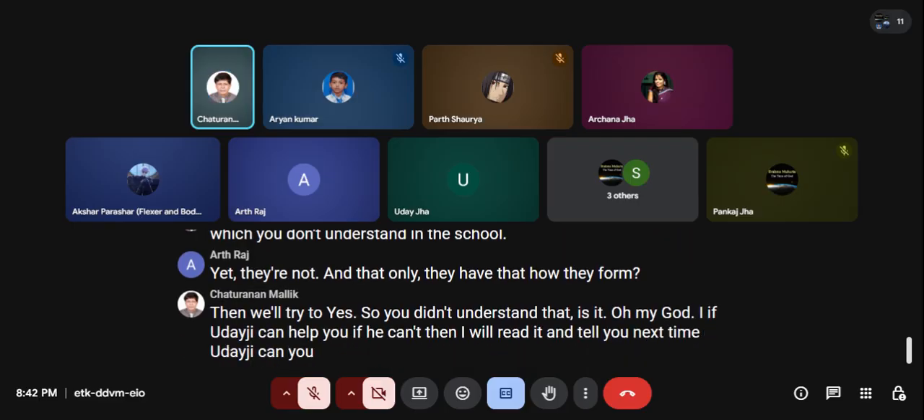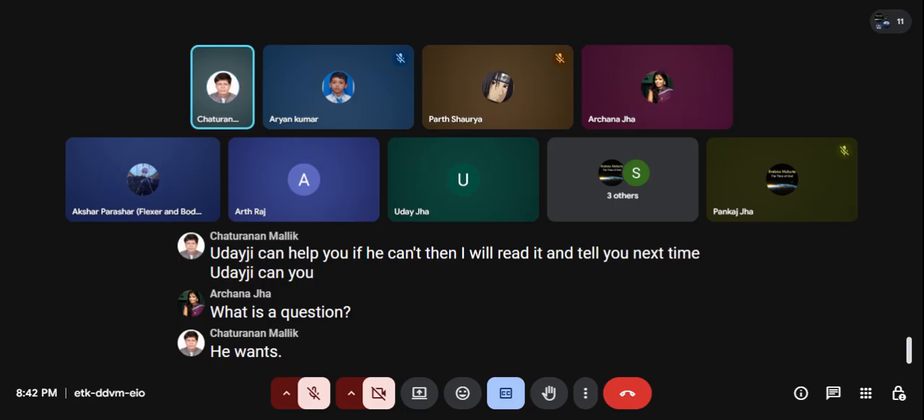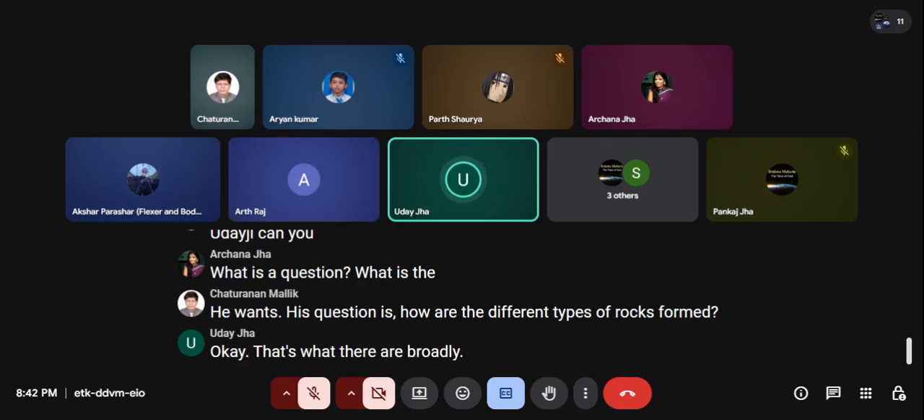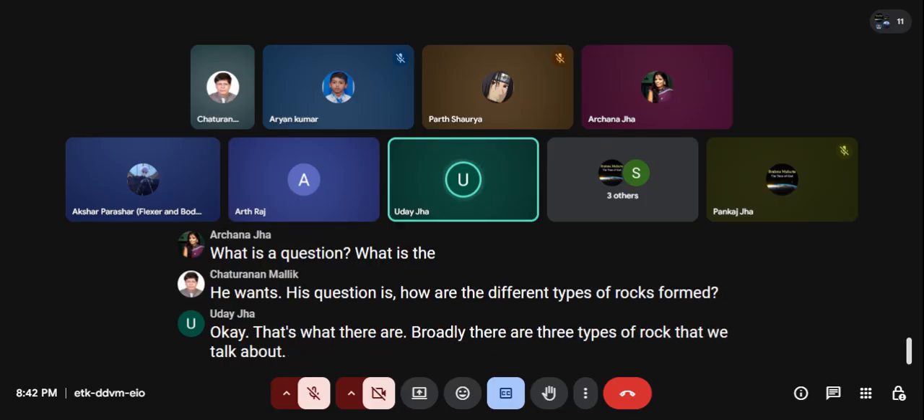Udayji, can you? What is your question? His question is, how are the different types of rocks formed? So there are three types of rock that we talk about: igneous, sedimentary, and metamorphic rock.